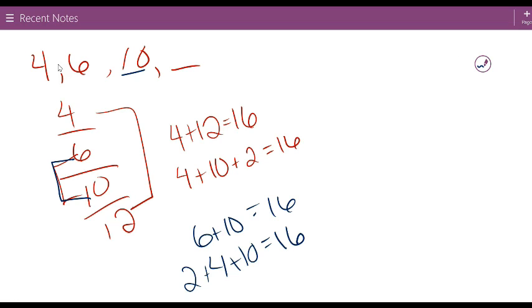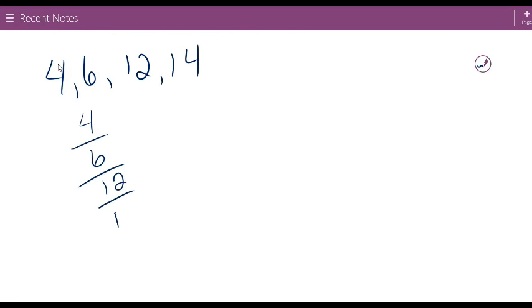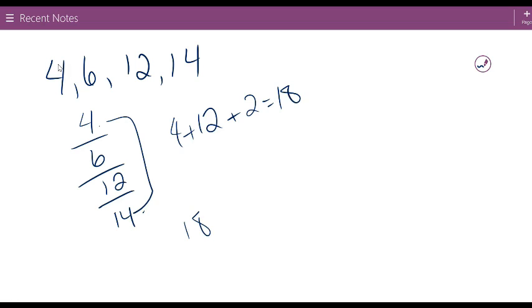Let's try another one. So we have 4, 6, 12, and then in this case, since we have a difference of 2, it would be 14. So we would have 4, 6, 12, 14. So the sum of the first and fourth term is going to be 18. So our means is going to be 18. So first plus third plus the difference of 2 is again 18.